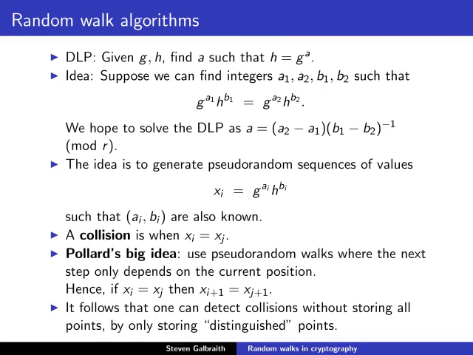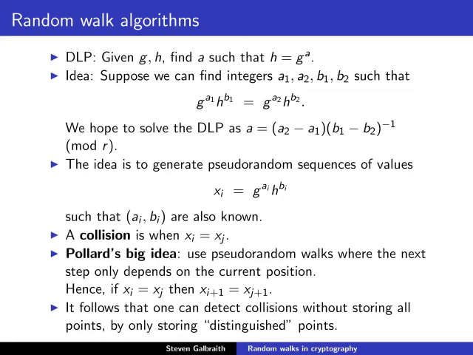So we want collisions. And Pollard's idea was, if you're looking for collisions and you don't want to use a lot of memory, of course you can find collisions by storing everything. You can compute lots of stuff, store everything, and then just look for collisions. That's easy. But Pollard wanted low storage algorithms. And the idea is to use pseudo-random walks where the next step is a function only of the current position. That's the big idea.